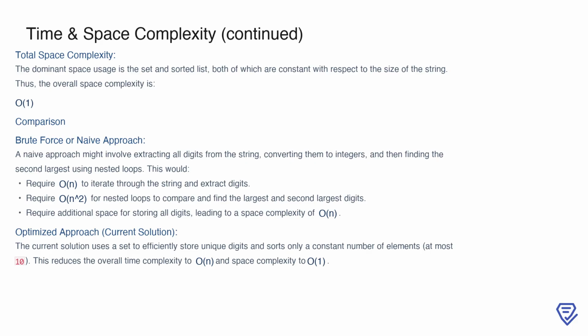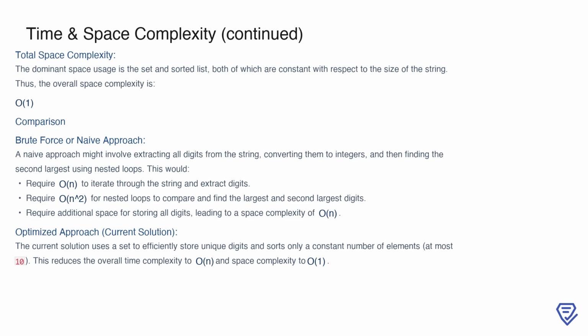To put this solution in perspective, let's compare it with a naive or brute force approach. In a naive approach, one might extract all digits from the string into a list, convert them to integers, and use nested loops to find the second largest digit. While this approach would still take O(n) to iterate through the string and extract digits, finding the second largest digit with nested loops would require O(n²) time. Additionally, storing all digits in a list would result in a space complexity of O(n), which scales with the size of the string.